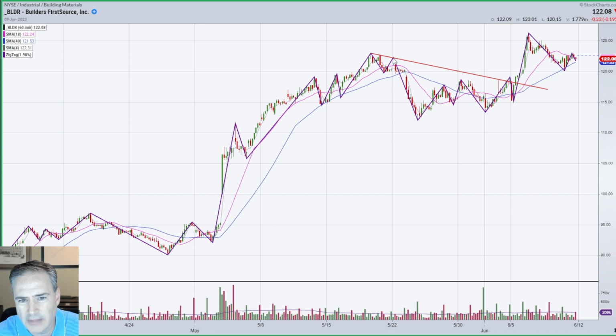Well, in this case, we made this secondary peak here, lower high. We have to use that as our anchor because there was not another lower low made.